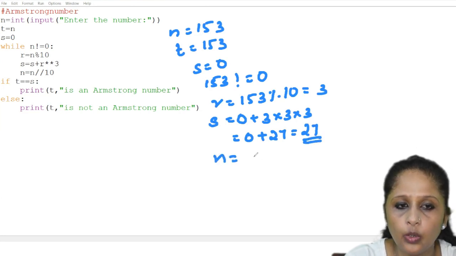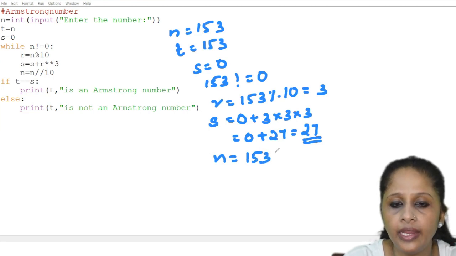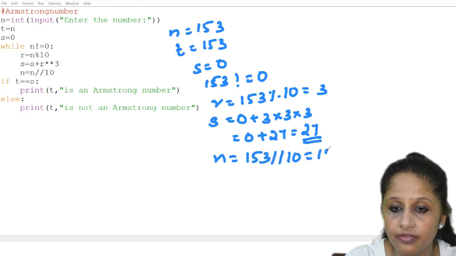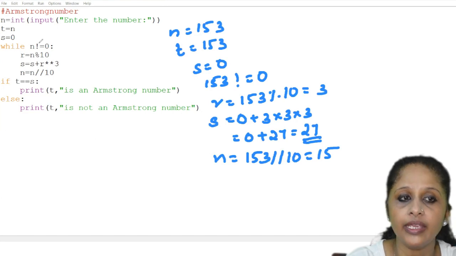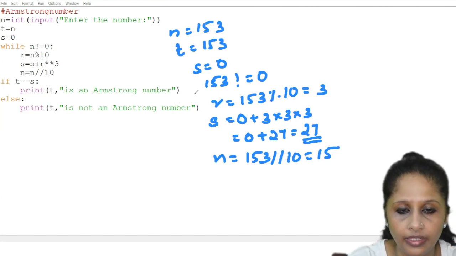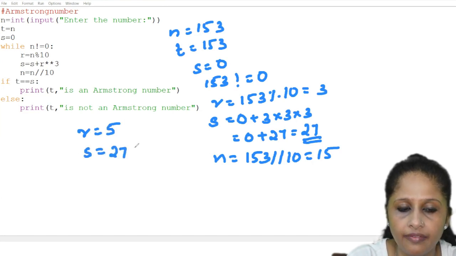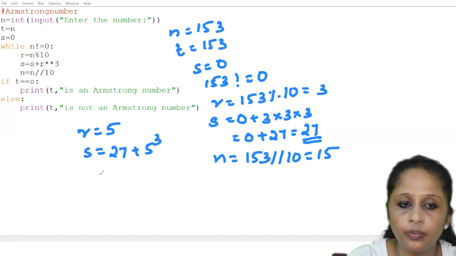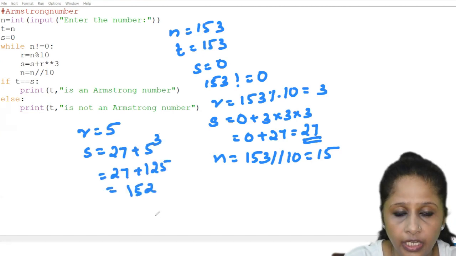Then n equal to n floor division 10. That means 153 floor division 10 you will get 15. So again we are checking with 15. After all these operations r will be 5. Then s is equal to 27 plus 5 cube, that means 27 plus 125, 152 you will get.